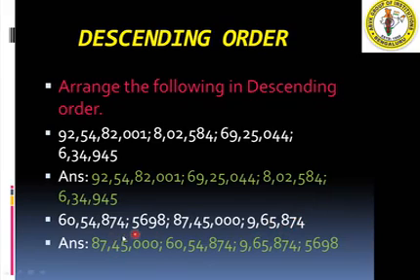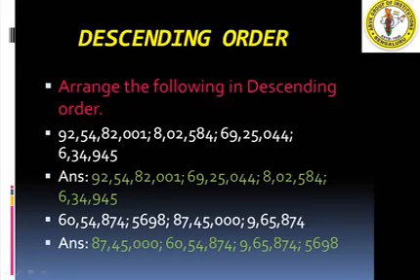Descending order, first you know that here we have 60 lakh and 5,000. Then here 87 lakh, 9 lakh. So now you know, only this number is in 10 lakhs. So here 60 lakh, 87 lakh. So which is the big number? So we know that 87 lakh is the big number. So 87 lakh 45,000 we write first, and next 60 lakh 54,874, and next number 9 lakh 65,874, and the last number which is only in thousands, 5,698. So this is the way we will write descending order.